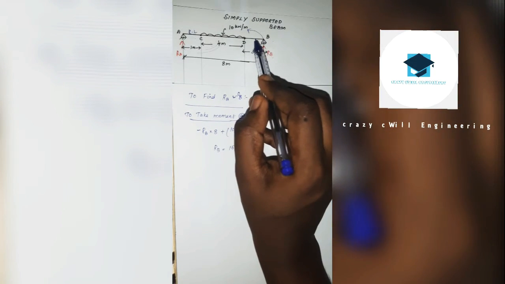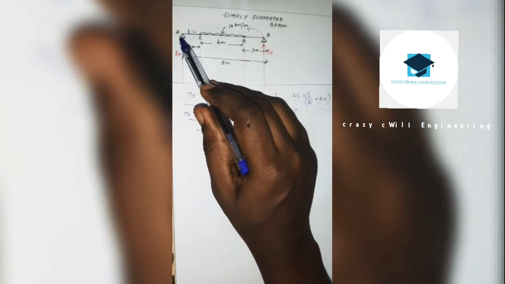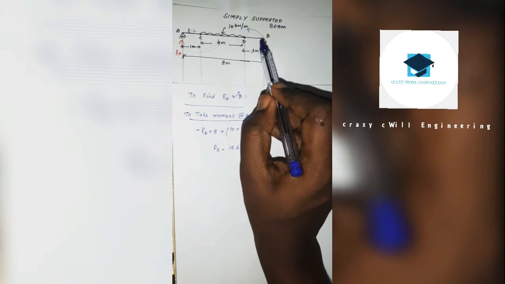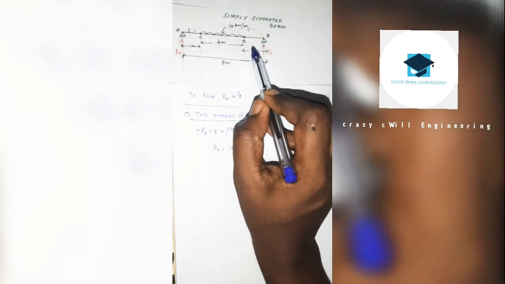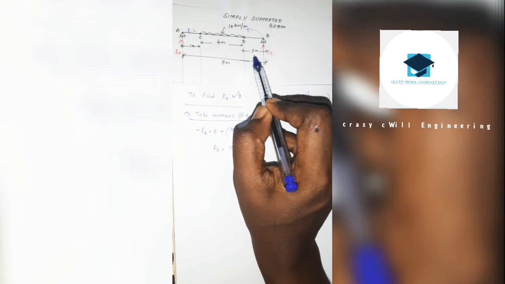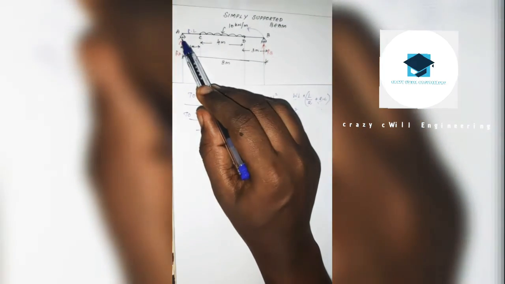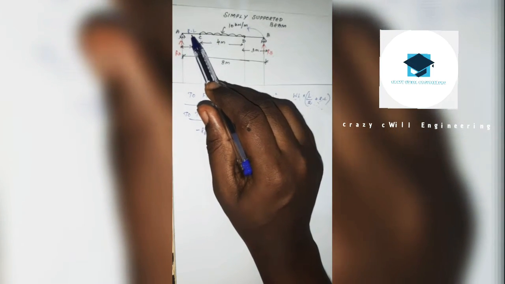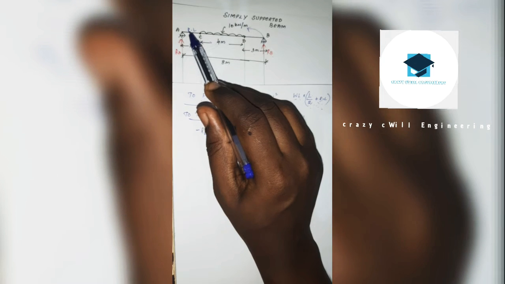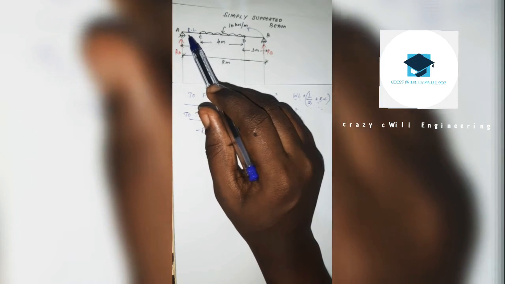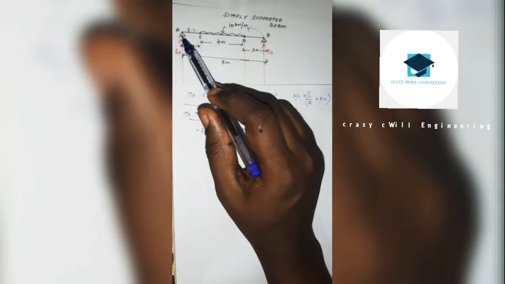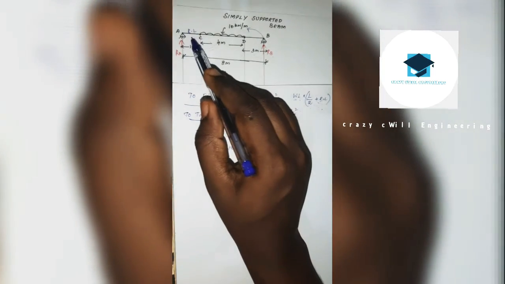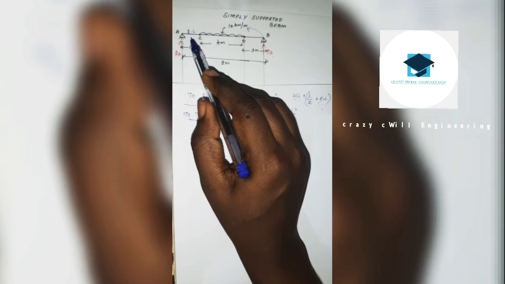Why am I not taking this remaining length on the other side? Because I'm taking moment at A only, not at B. If I were taking moment at B, I would have to consider this 3 meter as the remaining length. I'm taking moment at A, so due to this UDL the beam between A and C has some bending. So I am considering this length only. Do you understand?